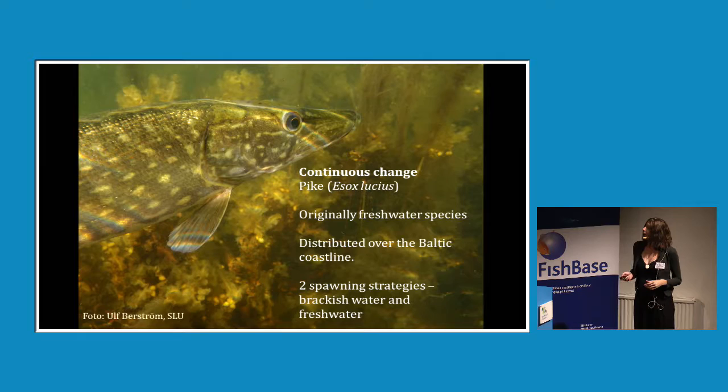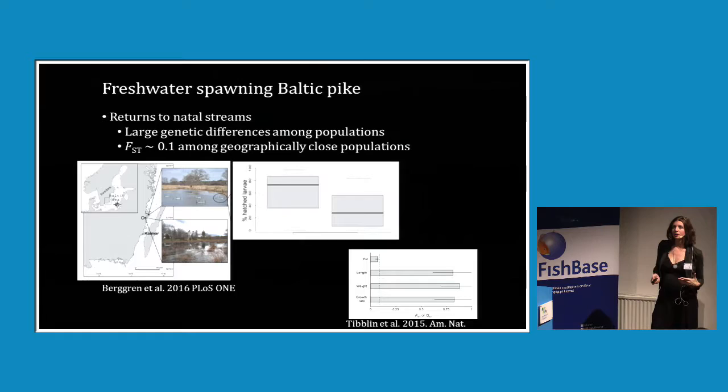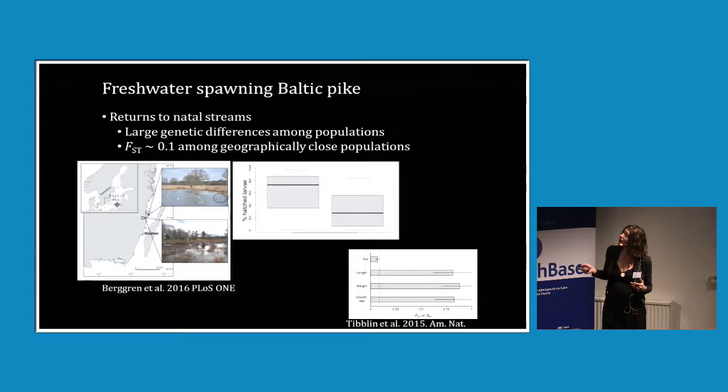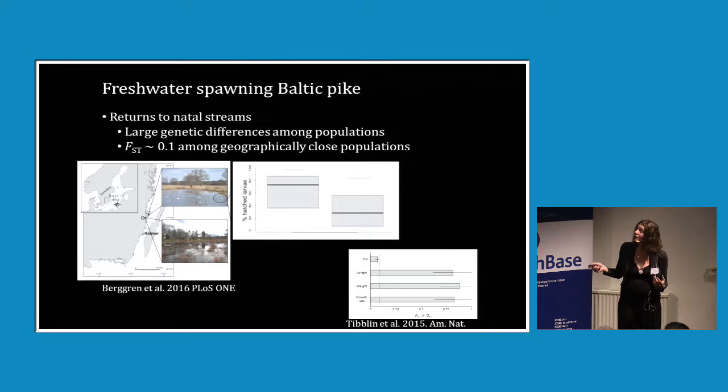And this freshwater type of pike also shows a lot of similarities with salmon. This is a system that is pretty well studied in southern Sweden. And here it's been shown that the pike return to their natal streams year after year after year. So they have a very strong homing behavior, just like Atlantic salmon. And the FST, the genetic differentiation again, is also about the same magnitude as for salmon, about 10% among these streams that are really closely located to each other. And this means that there's not a lot of migration between these streams. It's not a lot of gene flow.